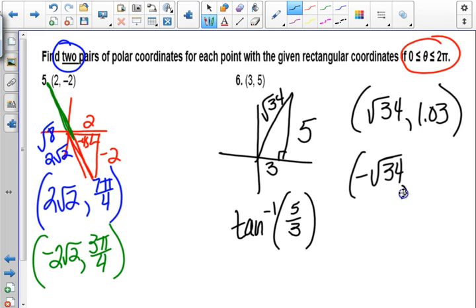Okay. We need another answer, and that's in the correct quadrant, yes? We need another answer that says I went all the way around here and then I backed up the square root of 34. How do we get one straight across from there? In radians. Add a pi. 4.17, anybody?